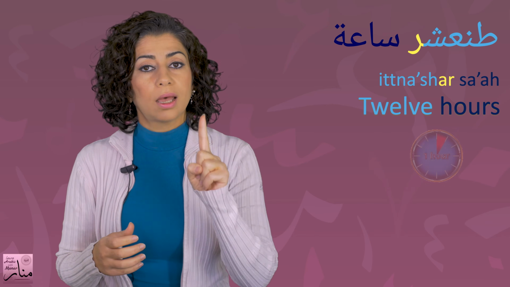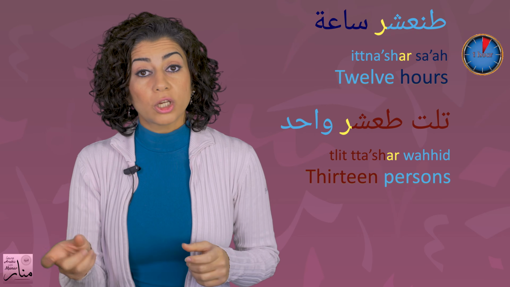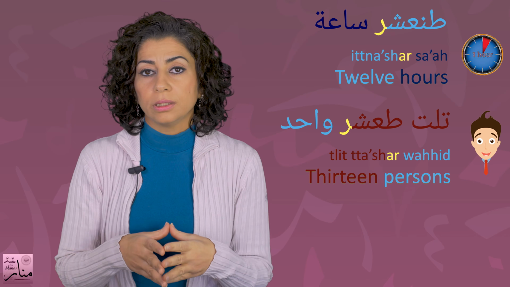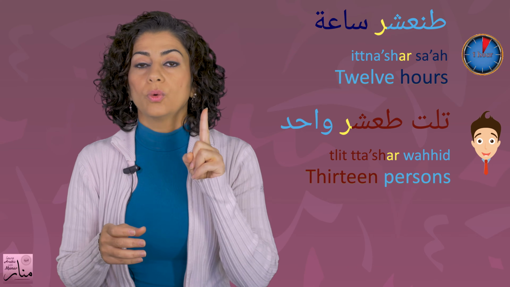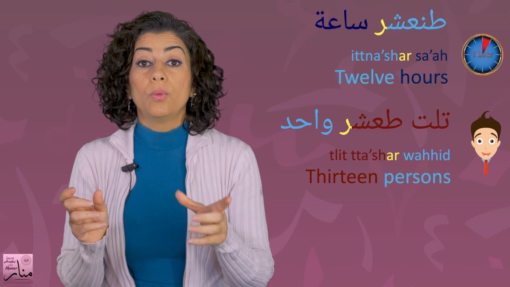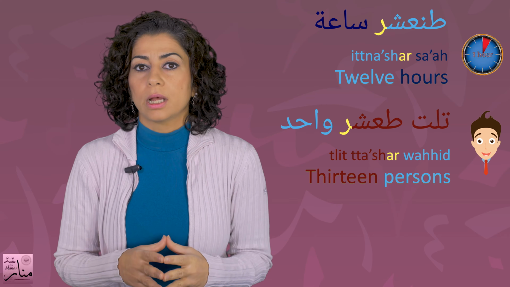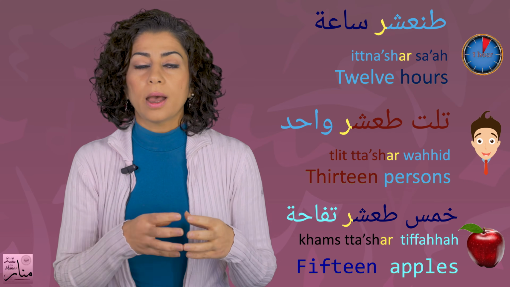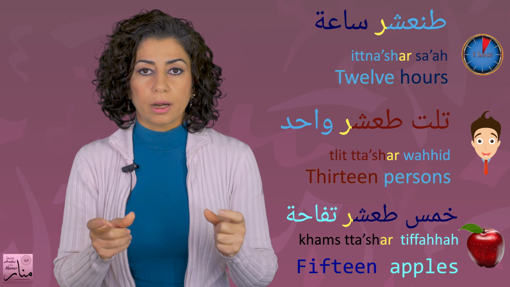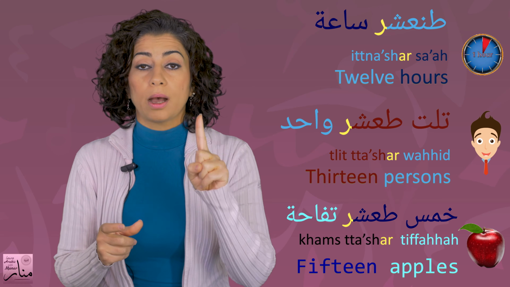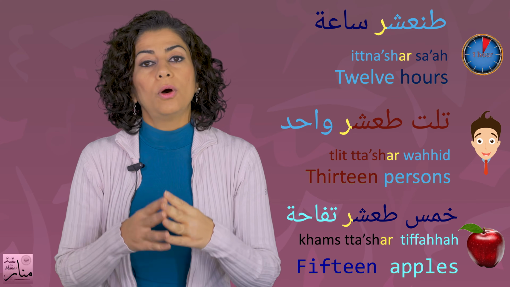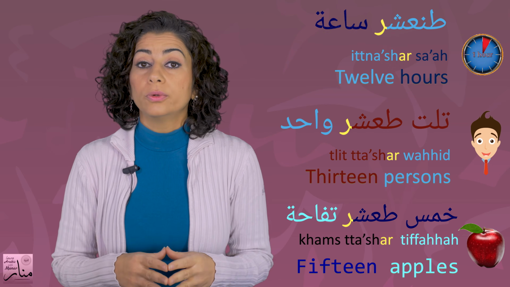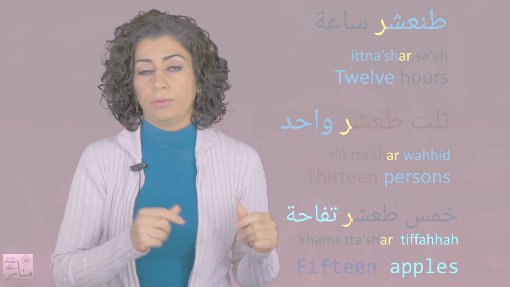ساعة means an hour. 13 واحد, 13 persons, but in Arabic it is واحد, which means one. Another example, 15 تفاحة, 15 apples. But in Arabic you are using only one apple, تفاحة. Always after numbers from 13 to 19, we are using a singular noun.